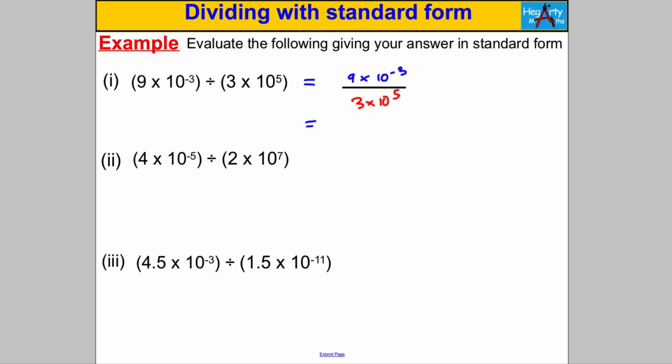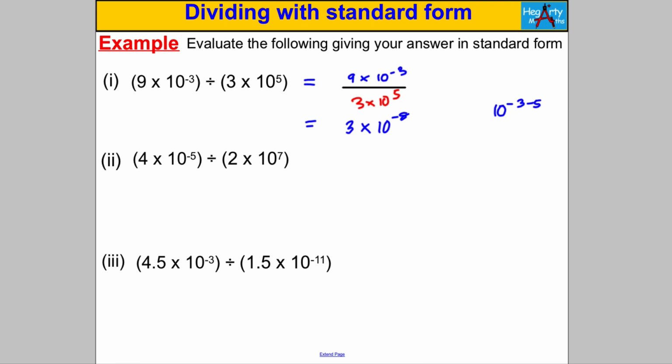9 divided by 3 is 3. Now 10 to the negative 3 divided by 10 to the 5, that's going to be 10 to the negative 3 subtract 5, which is, we've got negative 3, we take off another 5, that's going to be 10 to the power of, that's right, negative 8.